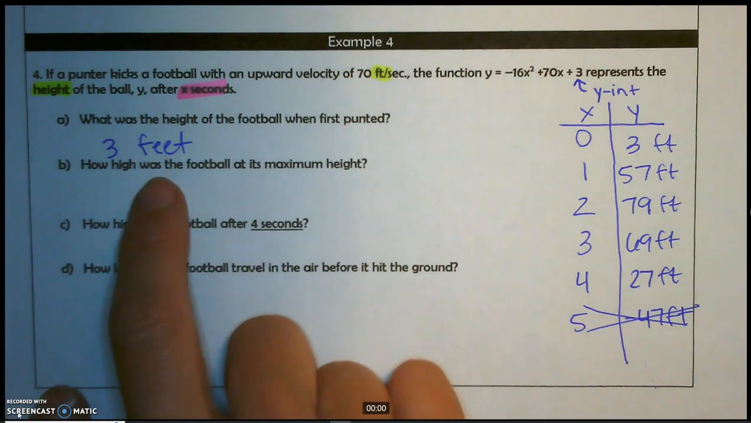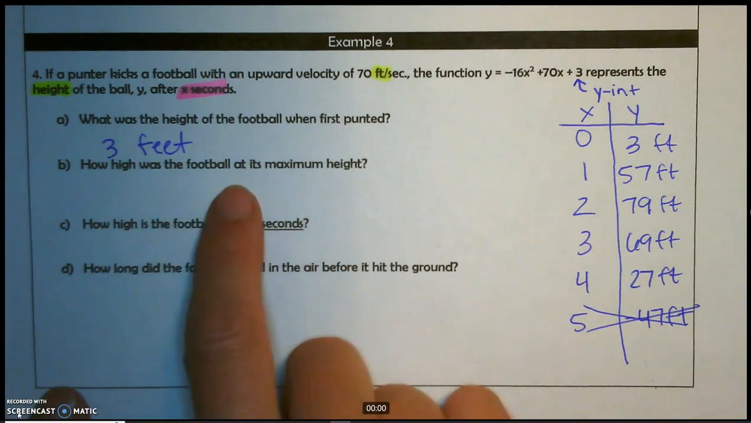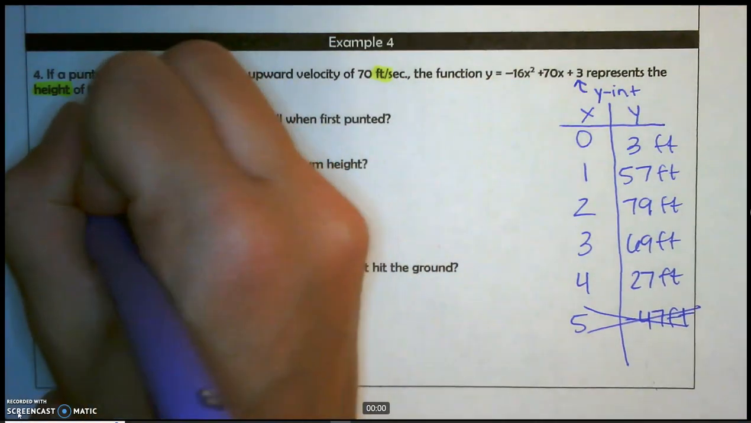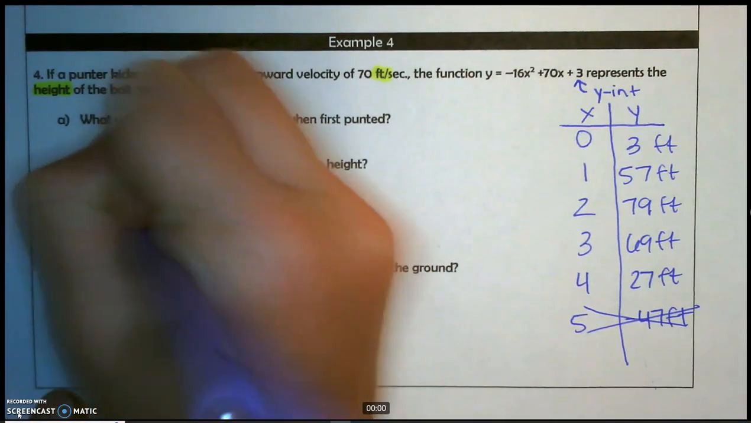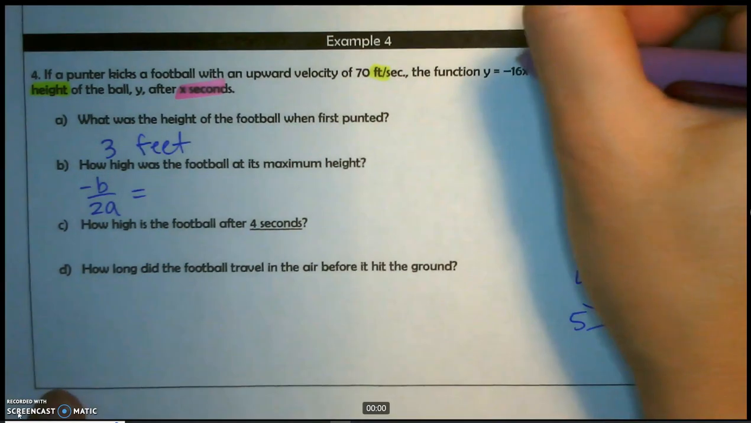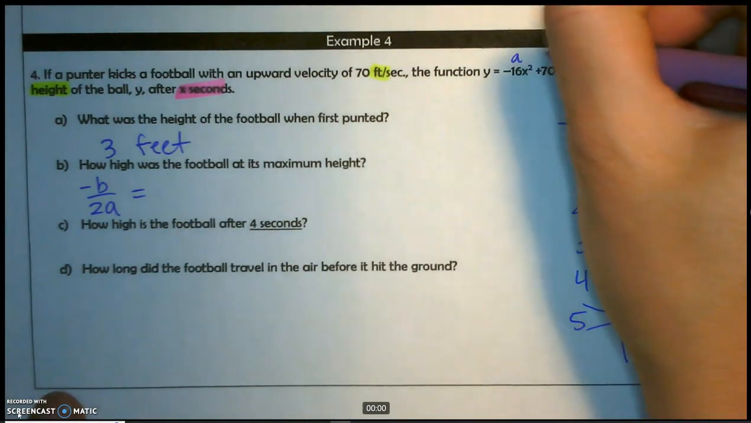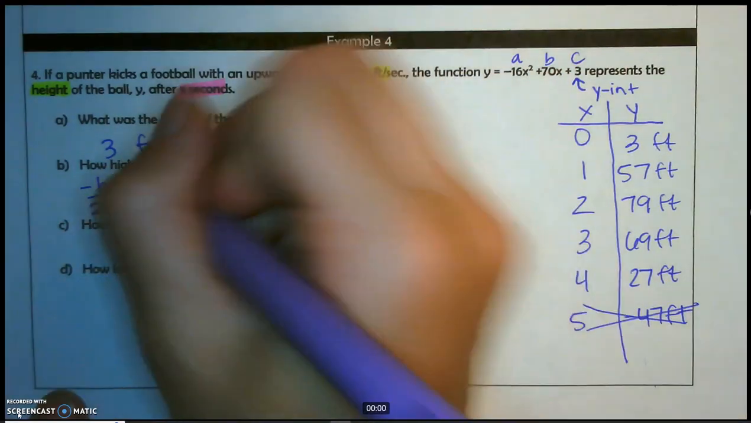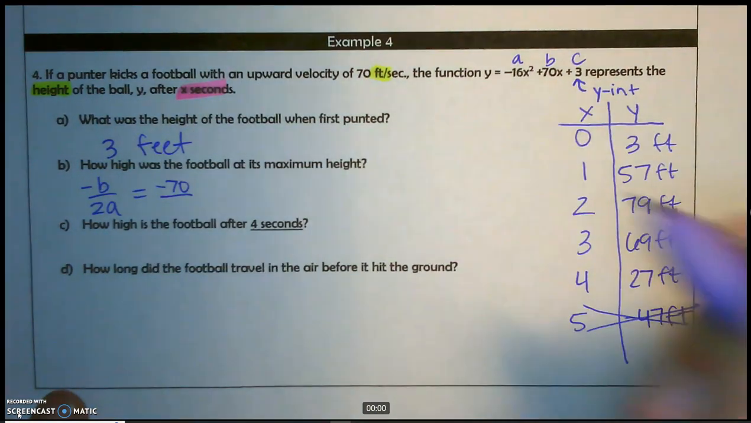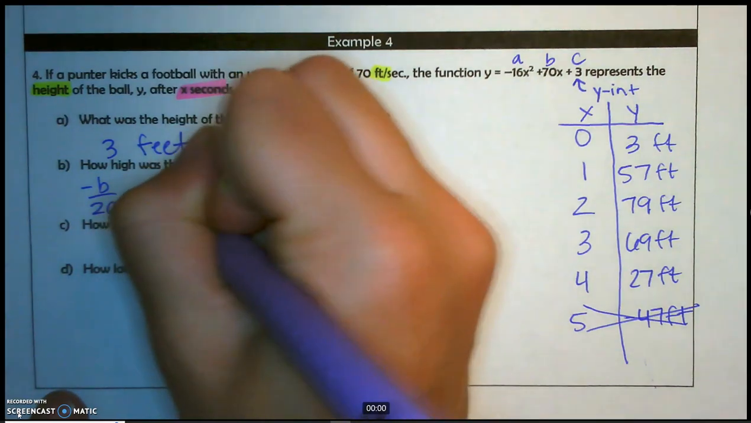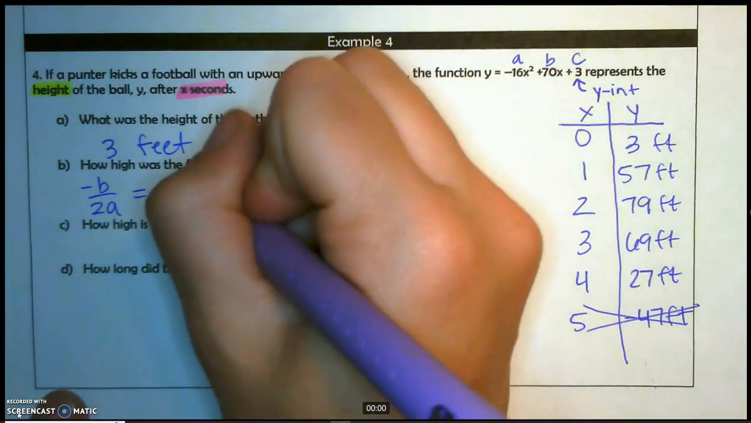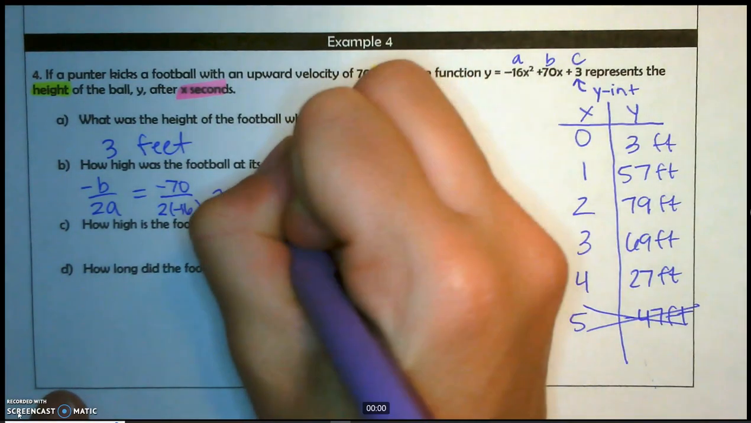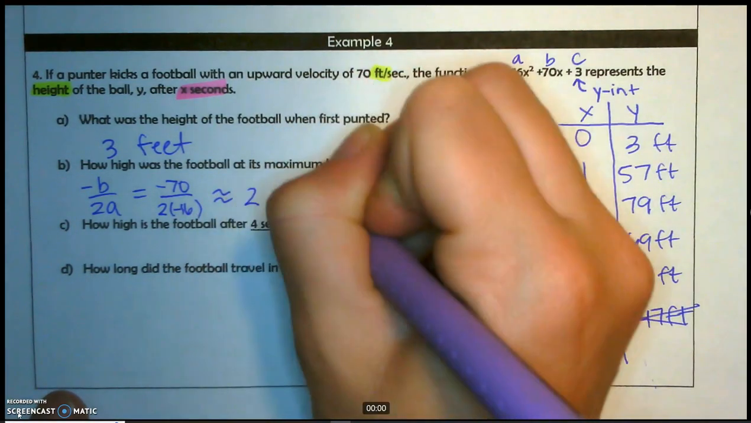How high was the ball at its maximum height? Remember, we can do the calculation negative b over 2a, where my a value is negative 16, my b value is 70, and my c value is 3. So we have negative 70 divided by 2 times negative 16. If we crunch that number, it's approximately 2.19 seconds.